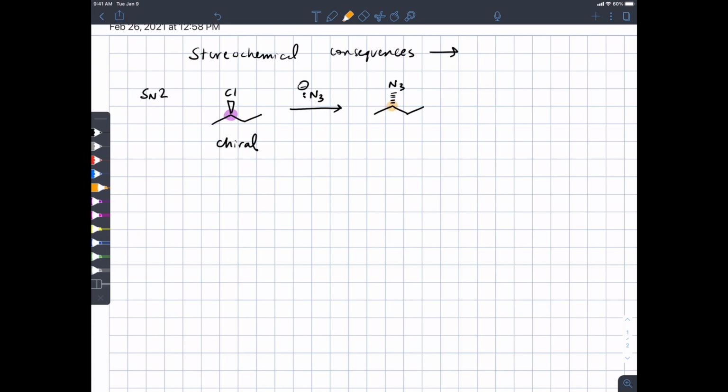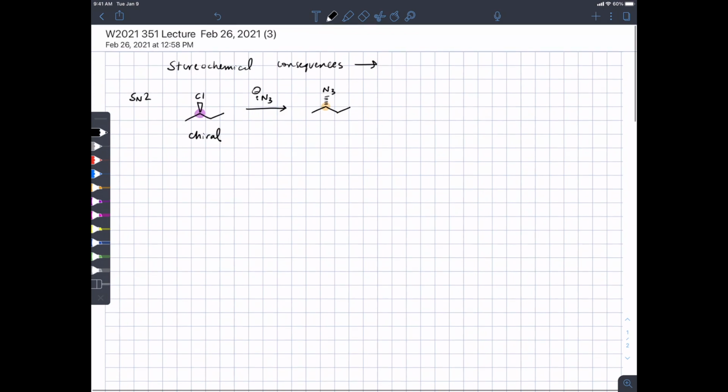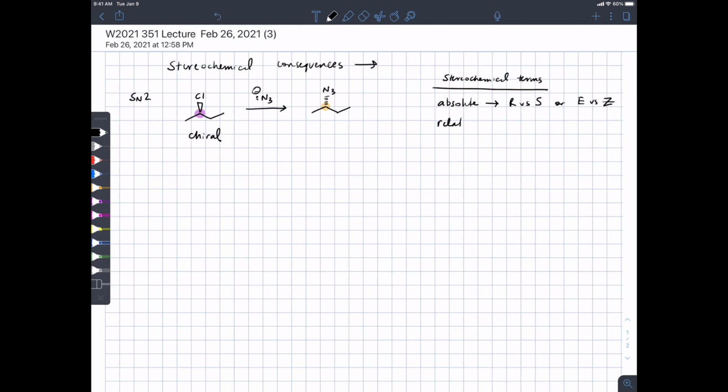We have to be a little bit careful with the term inversion. There are terms that we use, so there are two kinds of stereochemical terms. You have absolute terms, which are R versus S, or E versus Z. And then you have relative terms, and there's a lot more of these than we've even encountered yet.